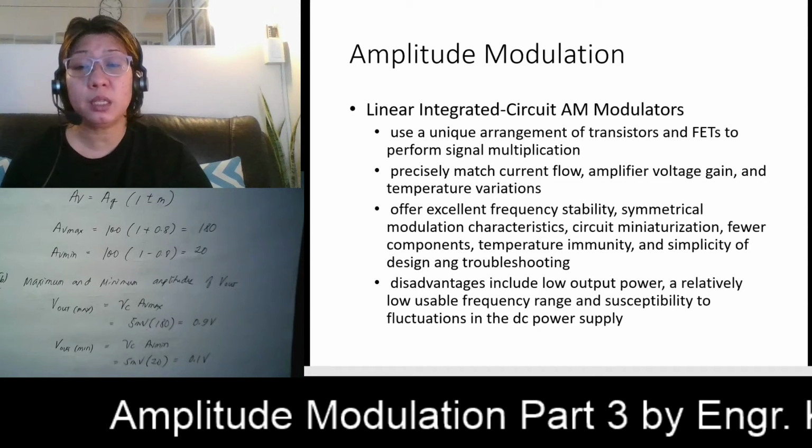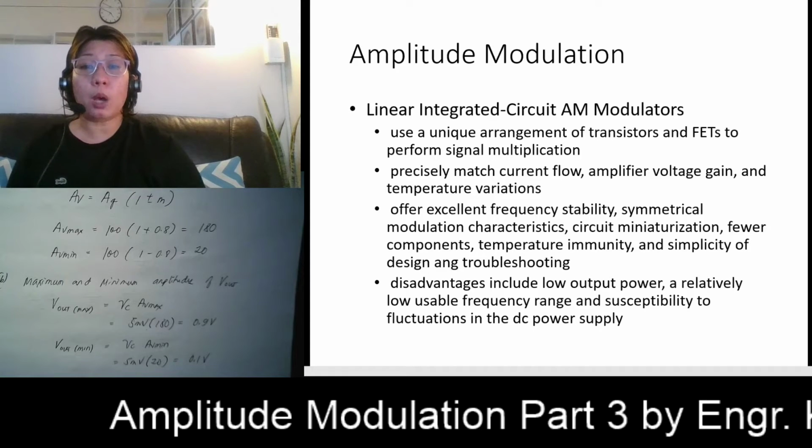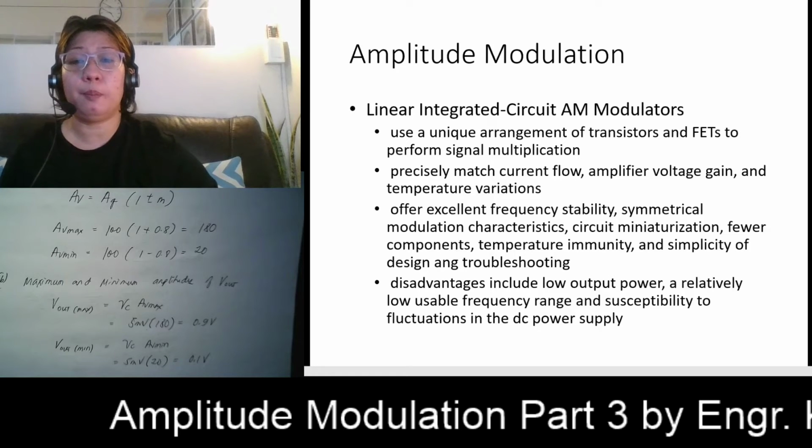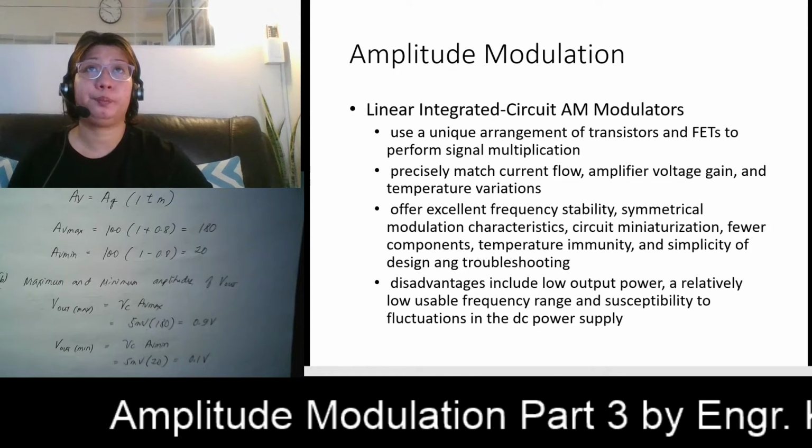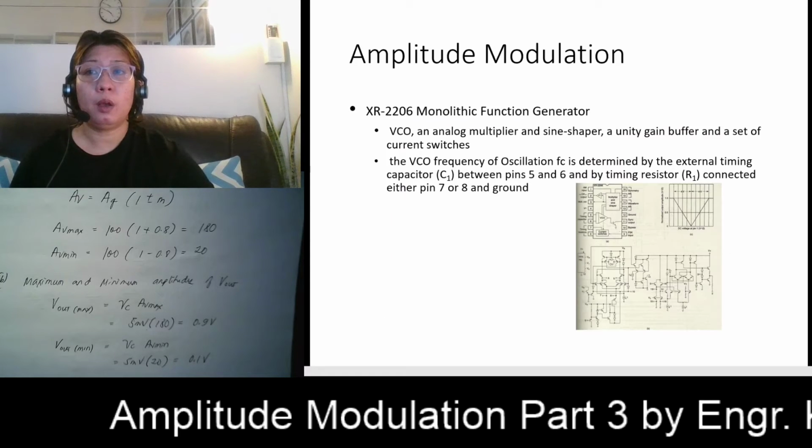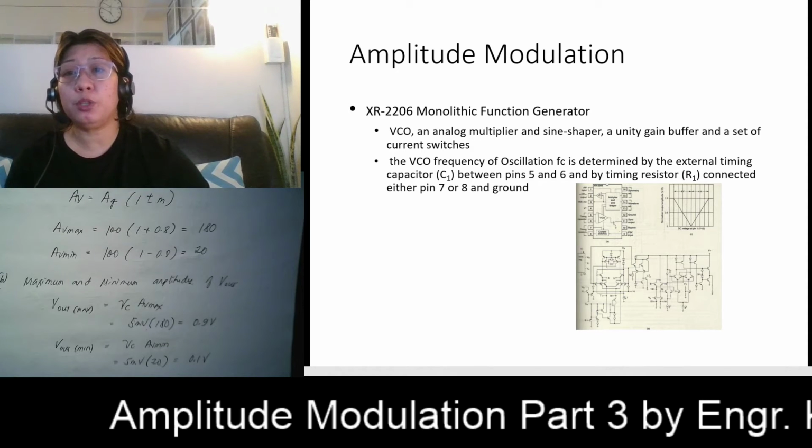Disadvantages include low output power, a relatively low usable frequency range, and susceptibility to fluctuations in the DC power supply. So we have here an example of an amplitude modulator integrated circuit. It is called the XR2006.